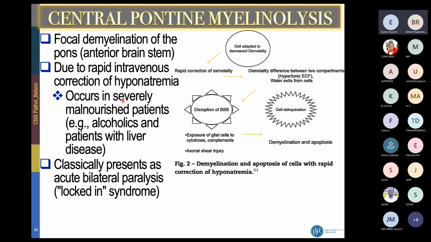So if the cell was adapted to decreased osmolarity or the hyponatremia, then you will have to correct the hyponatremia slowly, so that the cell will also return to normal.